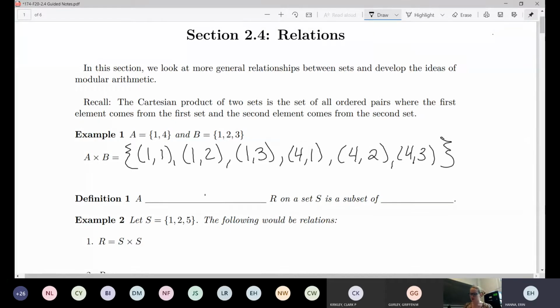So essentially what we're going to do is we're going to have something called a relation. So a relation R on a set S.